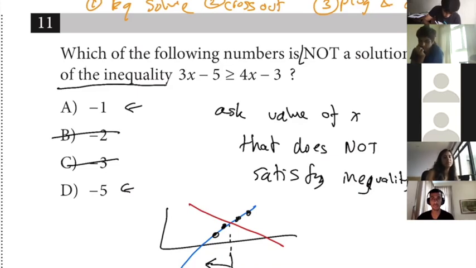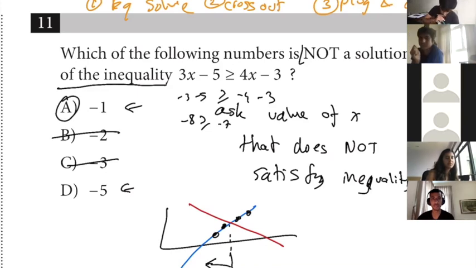Negative 1, 3 minus 5, 3. It's this, right? Is the answer A? Yeah, everyone got A. Perfect, cool.